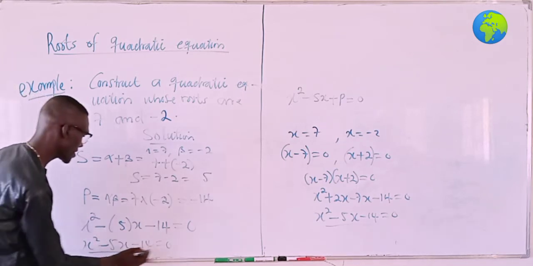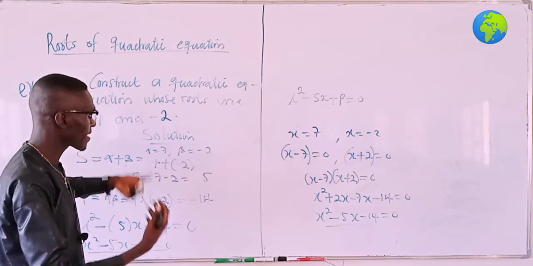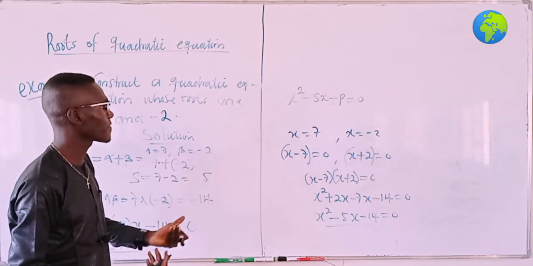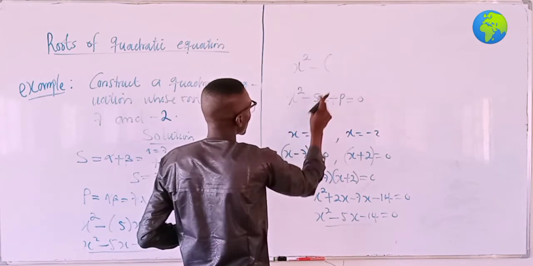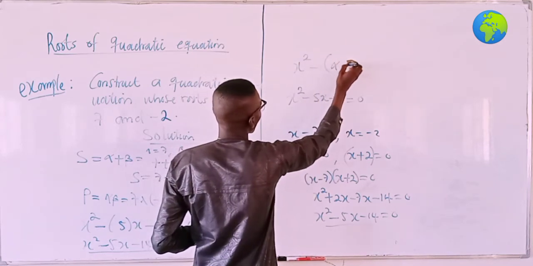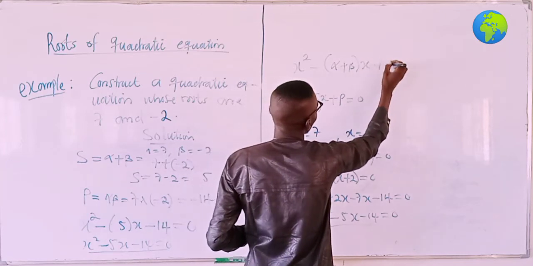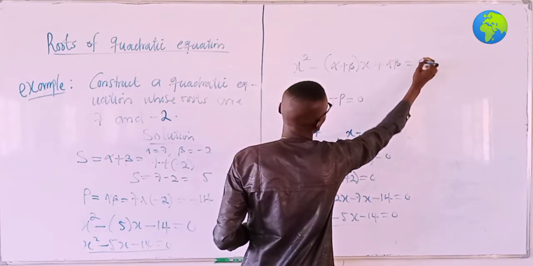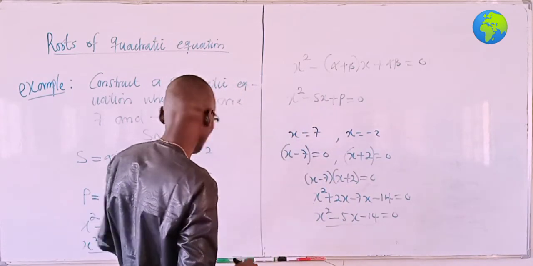So you can see how easy it is. The way we did it before is, at least, more advanced and looks more cute, if I would say. Sometimes you can write this as x squared minus open bracket, since we know s, you can just write alpha plus beta, then you put your x, then plus what? Alpha beta equals 0. But at least it's more okay like this, right? That's just how to do it.